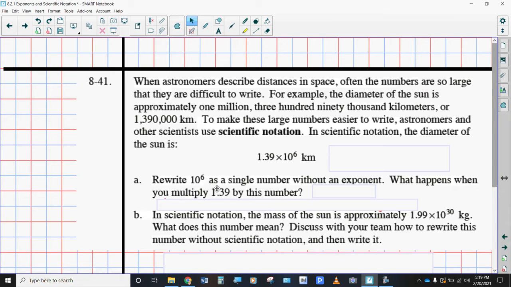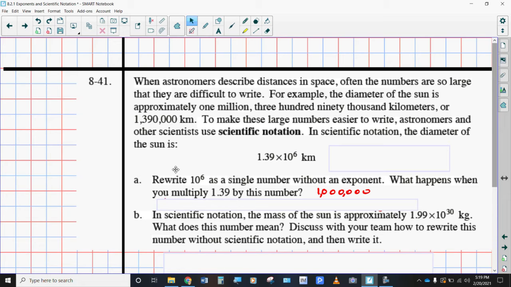So rewrite 10 to the 6th as a single number without an exponent. What would that number be? And then what happens when you multiply that number times 1.39? Well, first off, 10 to the 6th power means that it has 6 zeros, right? So that would be equal to 1 million in standard form. And what does this mean if you multiply 1.39 times a million? Well, 1 times a million is a million, so this has to be 1.39 million, correct?